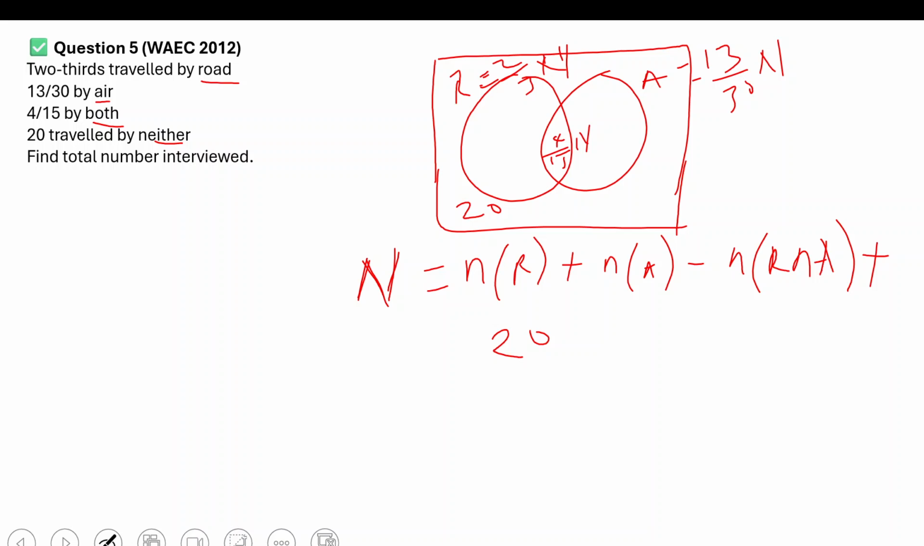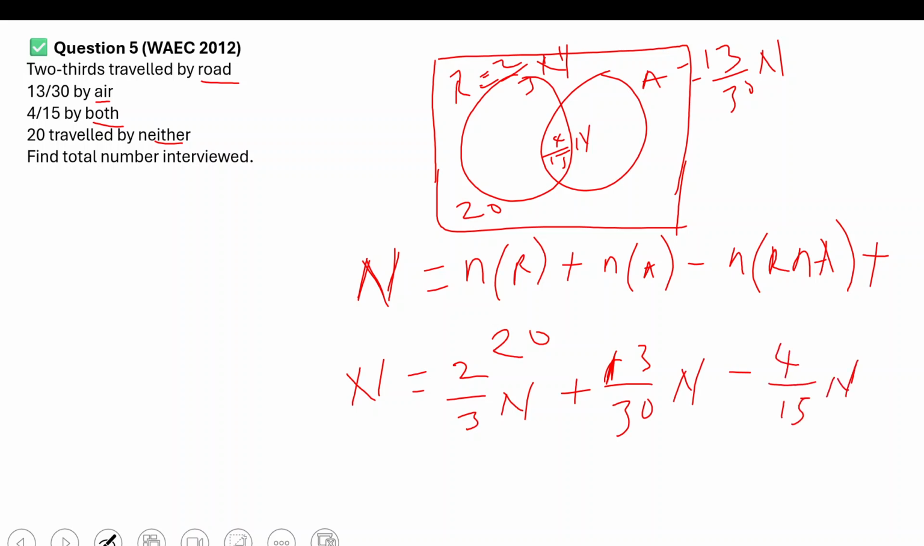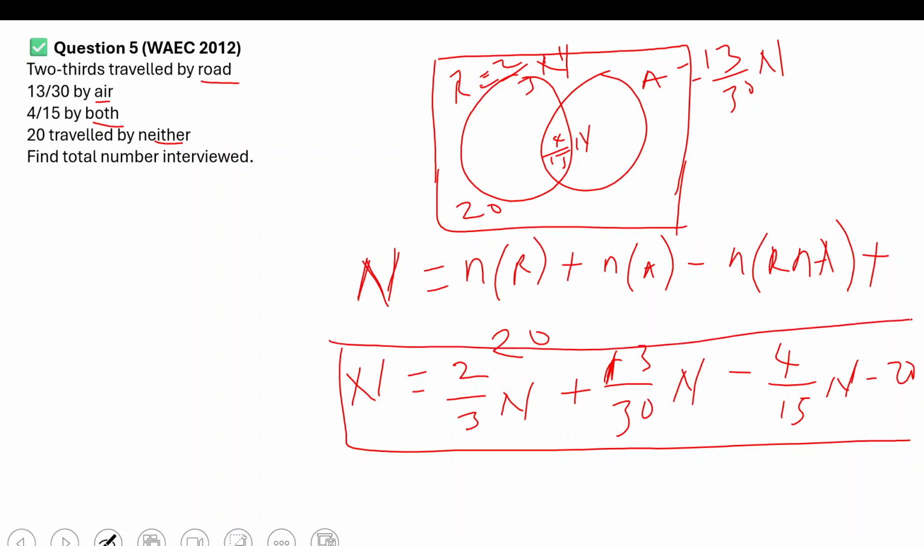Okay, so I can now say n is equal to the number by road, which is 2 over 3n, plus the number of people by air, which is 13 over 30n, minus the intersection, which is 4 over 15n, and this 20 is neither. So I have this equation that we will solve for n, which is going to be very easy from now on. Let me take it off to this side.